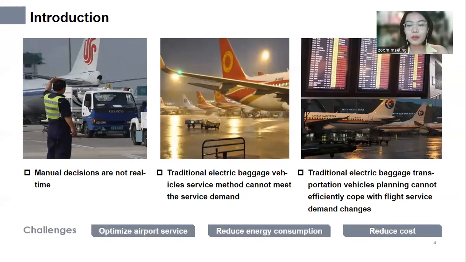So, how to further optimize vehicle routing and the dynamic demand response of electric intelligent baggage transport vehicles in real airport scenarios, so as to optimize airport service, reduce energy consumption, and reduce cost, is a challenge we face now.